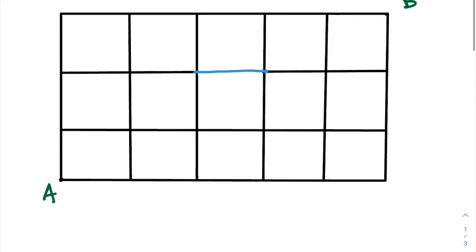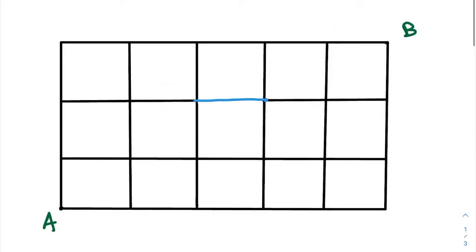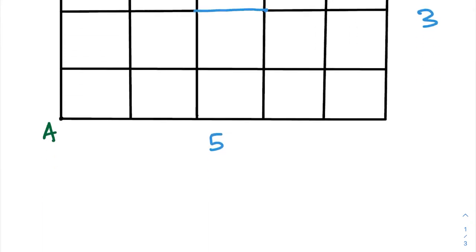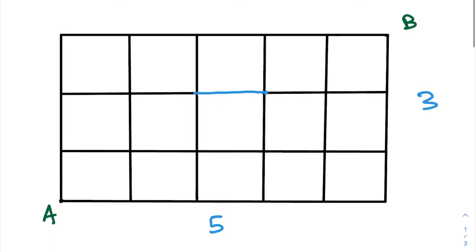So first let's find the total number of ways. We see that this is a 5 by 3 grid. So using method 2 from last time, we can arrange 5 R's and 3 ups in 8 choose 3 ways, which is just 56.